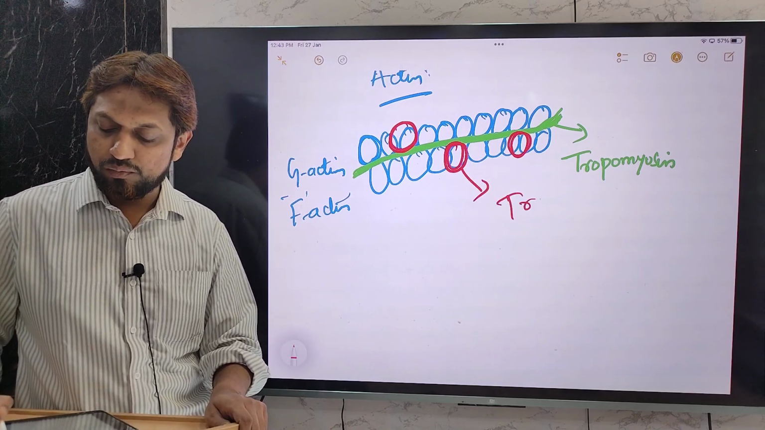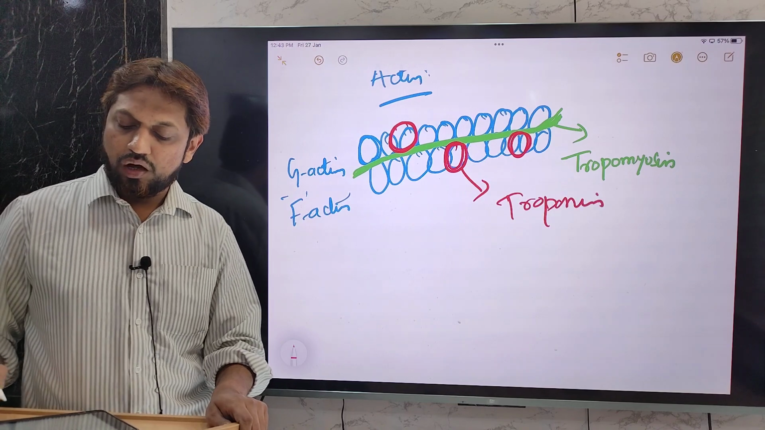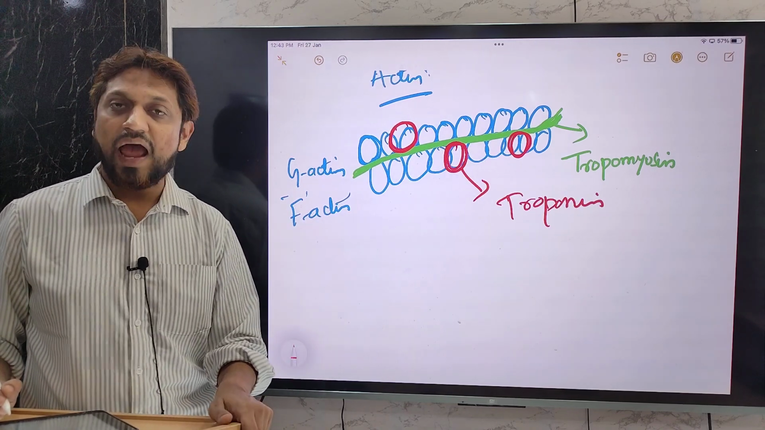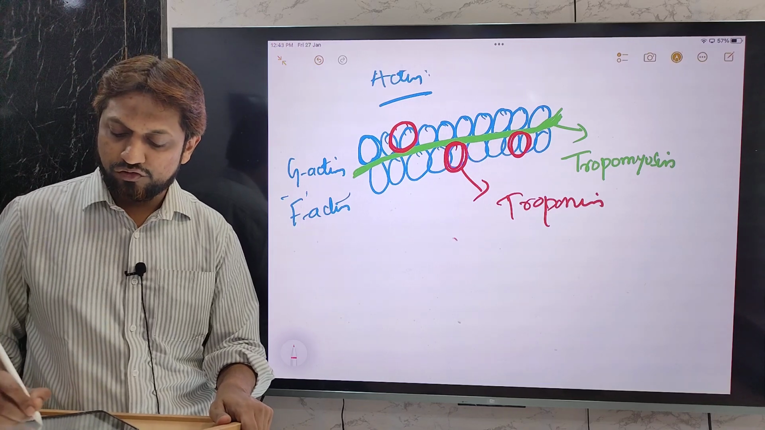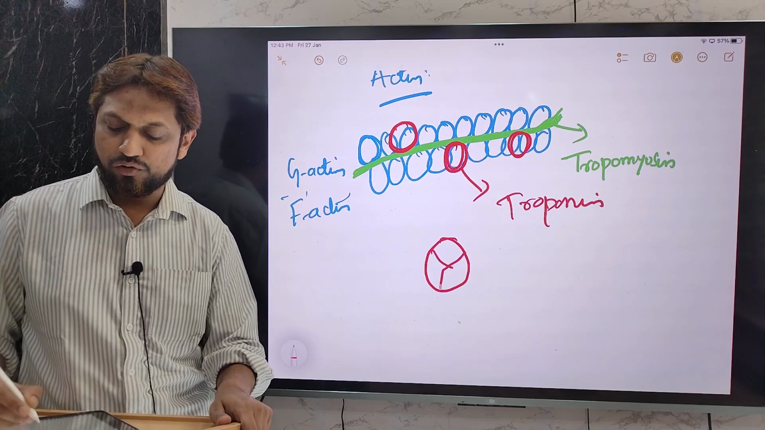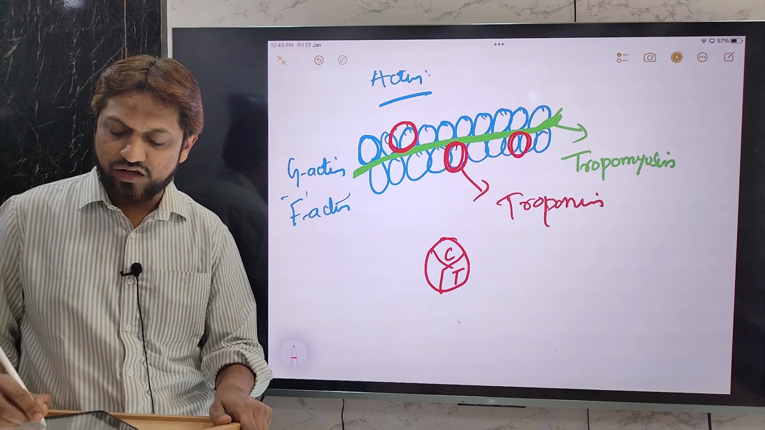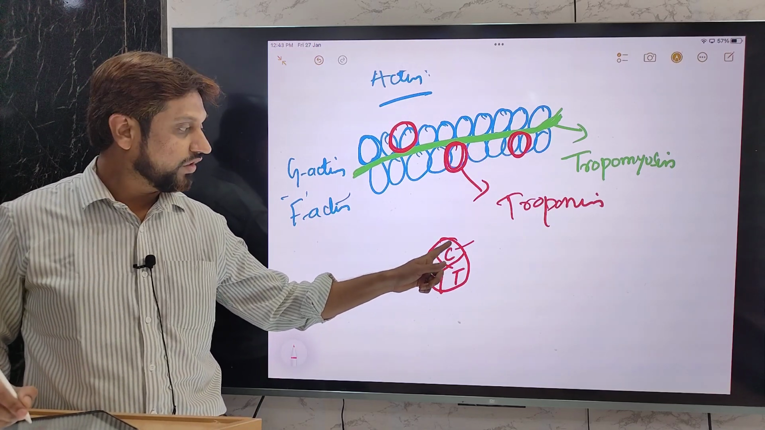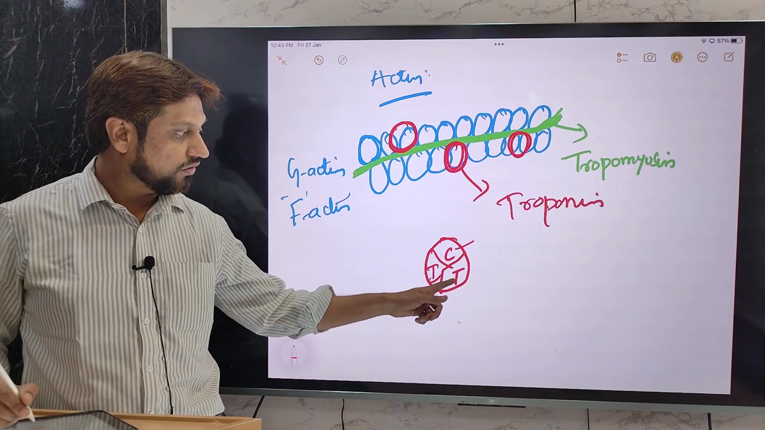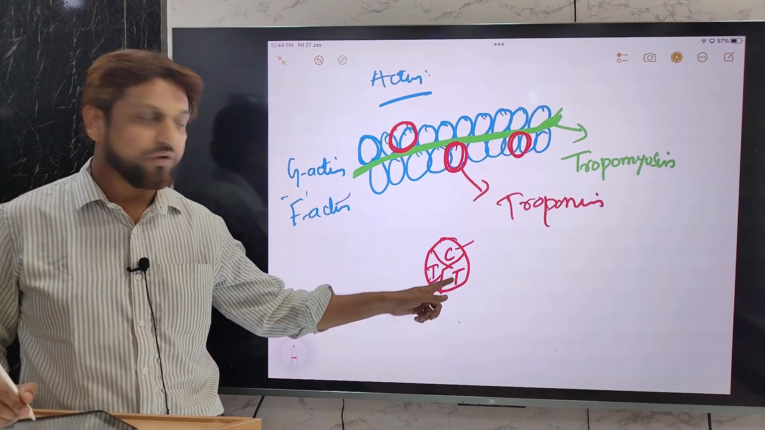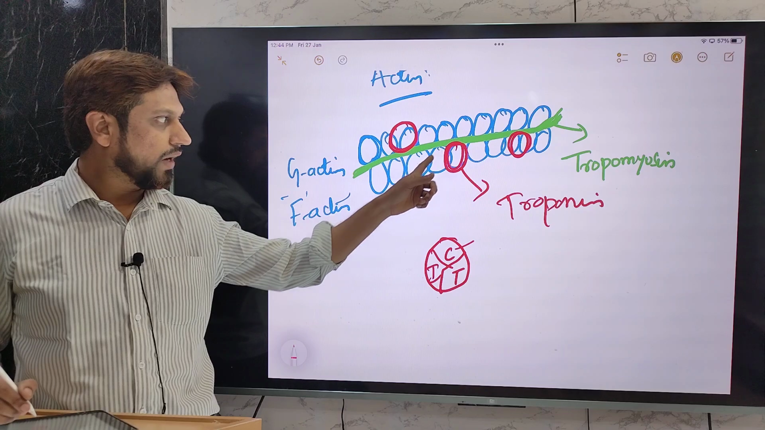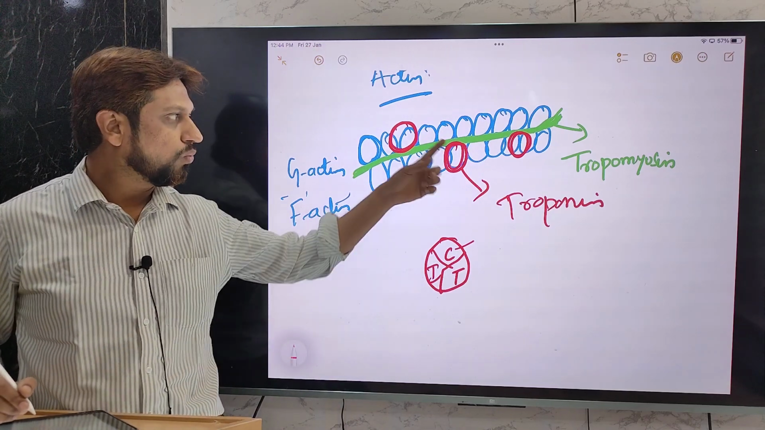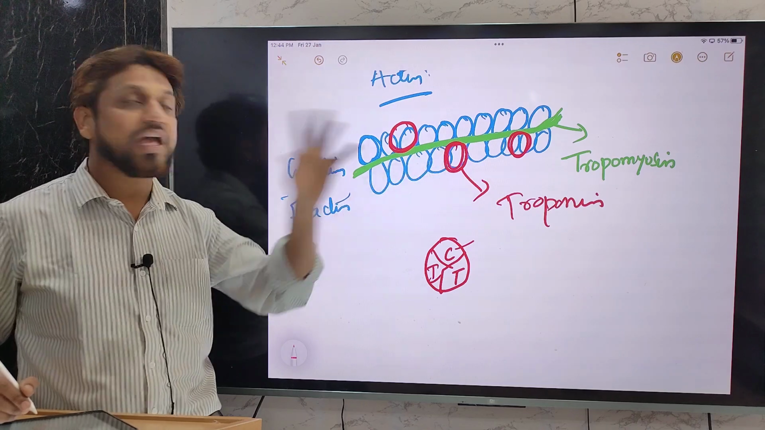The troponin molecule is present on the tropomyosin and actin molecule on the thin filament. This troponin molecule has three subunits: troponin C, troponin T, and troponin I. Troponin C is mainly for the binding of calcium ions, troponin T is mainly for the binding of the tropomyosin molecule, and troponin I will bind to the actin molecule. So the basic function of the troponin molecule is to bind the tropomyosin molecule with the actin molecule.